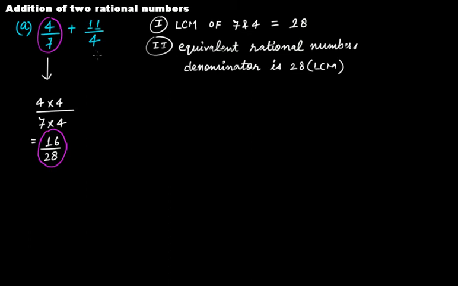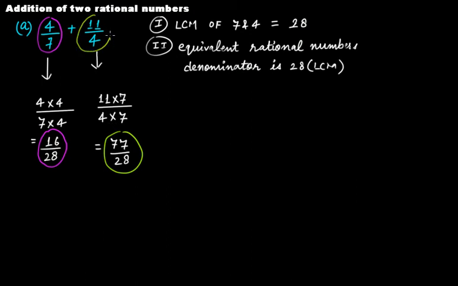So this 16 over 28 is actually the equivalent rational number of this one whose denominator is 28. Now, if we have to find the equivalent rational number of 11 over 4, such that its denominator is also 28, what number should we multiply 4 with so that we get the denominator as 28? Clearly by 7. So you have to multiply the numerator also with 7. You get 77 over 28. So this 77 over 28 is an equivalent rational number of this rational number whose denominator is 28.